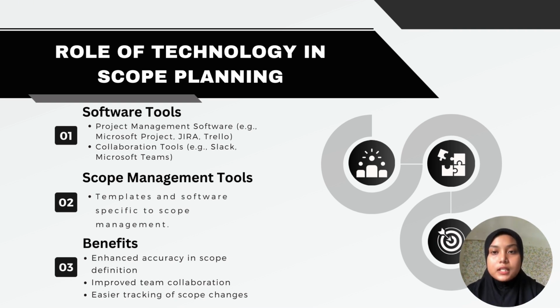The benefits we get are, first, we enhance accuracy, which is tools ensure precise scope definition, like Microsoft Project's detailed task and resource tracking. The second benefit is better collaboration, which is real-time update and communication, for example, teams facilitating discussion on scope. And the last benefit is tracking changes, which is easily tracking changes and their impact, for example, like Jira issue tracking and change log.